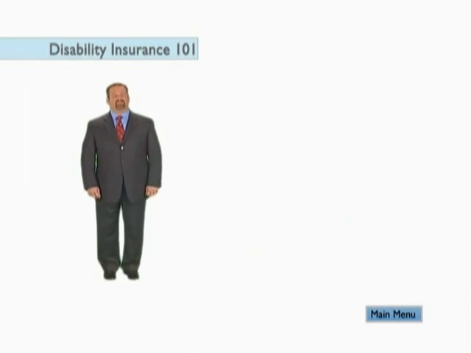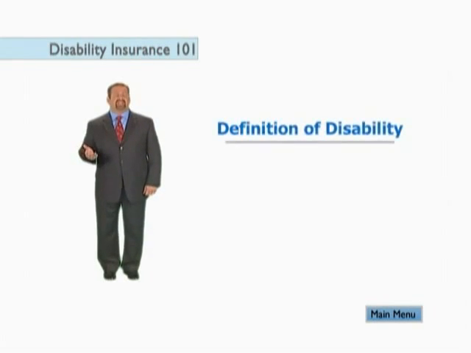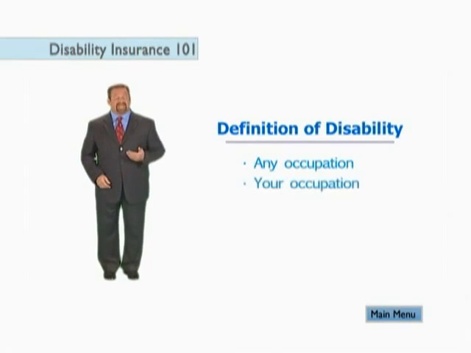There are three components which also impact how comprehensive a policy is. First is the definition of disability. Some policies pay if you're unable to do any job. Other policies pay if you can't do the job that you're doing at the time of disability.